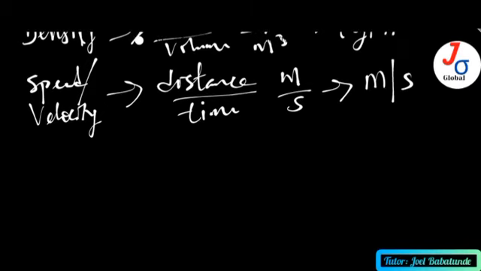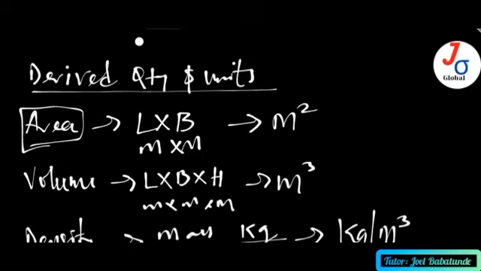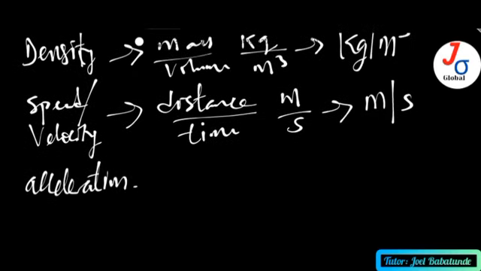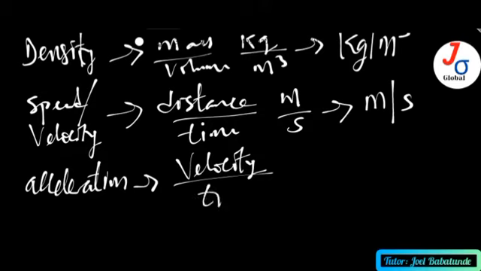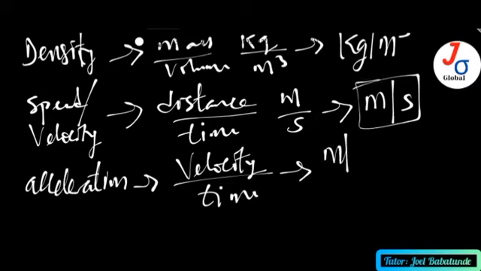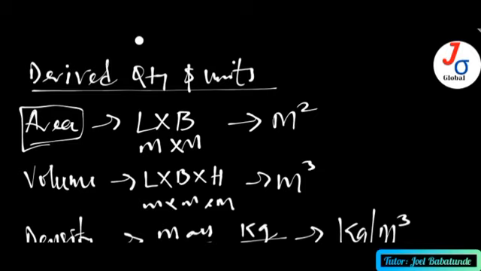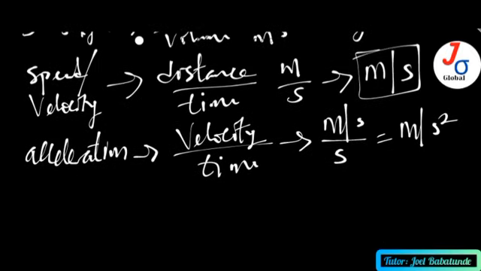Then let's look at acceleration. The formula for acceleration is velocity over time. I want to derive the unit for acceleration. Velocity is meters per second, so that's meters per second over second, and that gives us meters per second squared. That's the unit for acceleration.